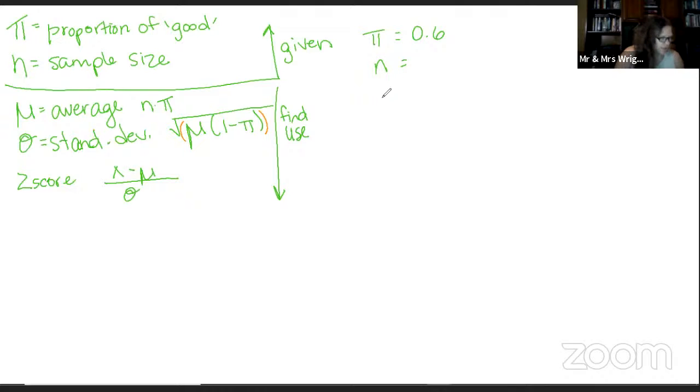And then it says in a pack of 50 Cub Scouts. Well, right there, that tells us what n is. In a pack of 50 Cub Scouts. So we've got our pi and we've got our n. And it says, here's what we're going to be looking for. We want the probability. What is the probability that at least 35 of these Cub Scouts have earned an arrow of light in the last year?